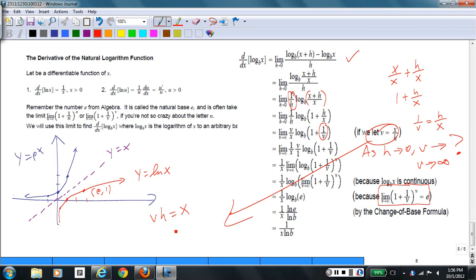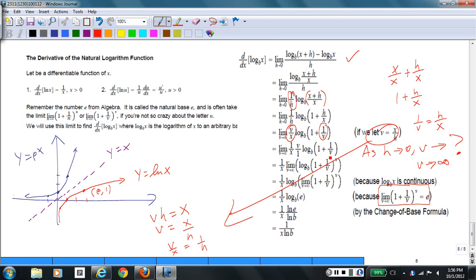How do I get the h in the denominator? V equals x over h. V over x equals 1 over h. Sure, that works. So that gives us the v over x there. Keep in mind that x is not approaching anything. X is just hanging around at x, because this is to be a function of x. So x stays right there, and I'm going to separate the 1 over x and the v over 1.